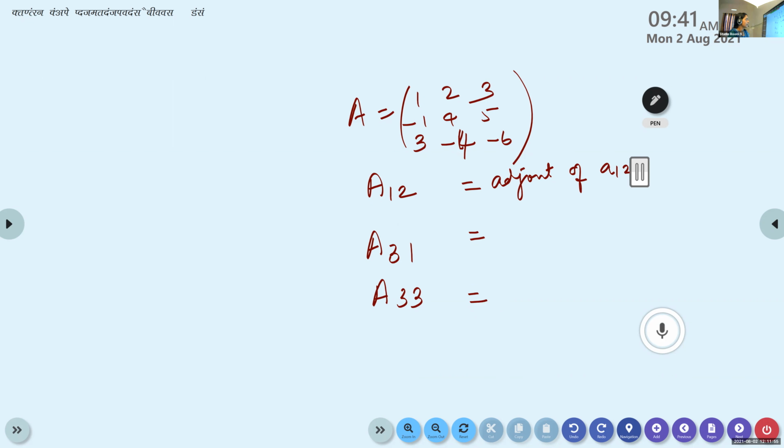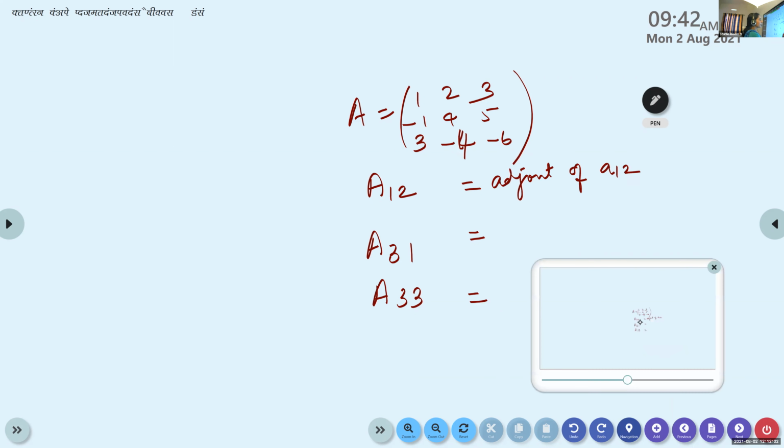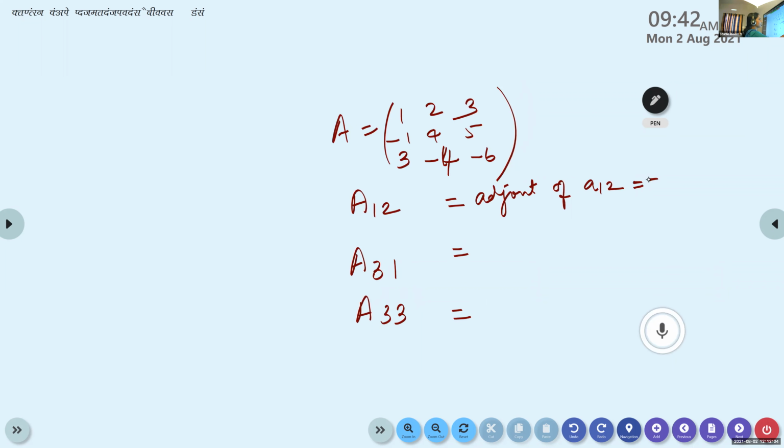First row, second column. First row, second column means we will add one minus sign, isn't it? We put minus, leaving the row and column containing that element. So we get minus of the determinant 1, 5, 3, minus 6. So what is the cofactor here? Minus of minus 6 minus 15, so we will get this as 9. Is it correct? Check your answers, children.